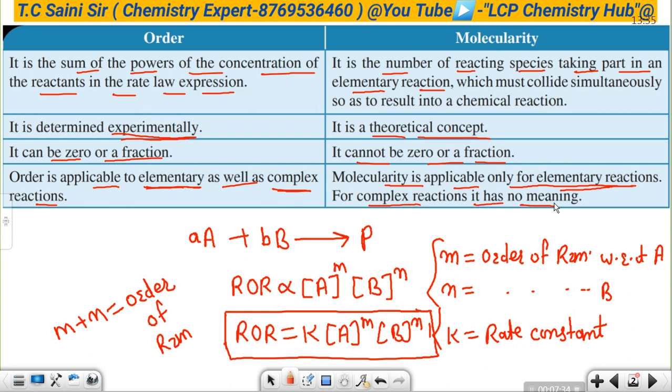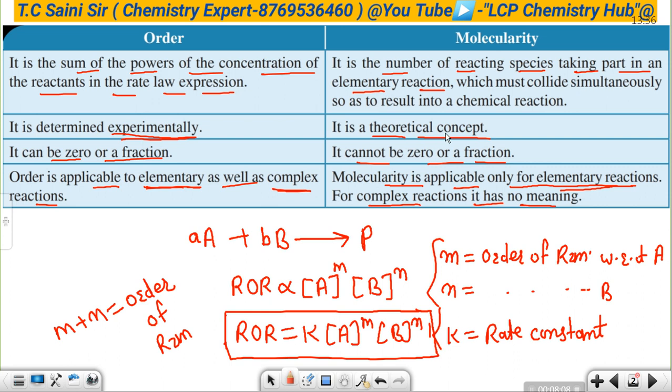It is an important point. Molecularity is applicable only for elementary reaction, whereas order of reaction is applicable to elementary reaction as well as complex reaction. Order of reaction can be 0 or a fraction, but molecularity cannot be 0 or a fraction. Order of reaction is determined experimentally, whereas molecularity of a reaction is determined theoretically. That means molecularity is a theoretical concept.